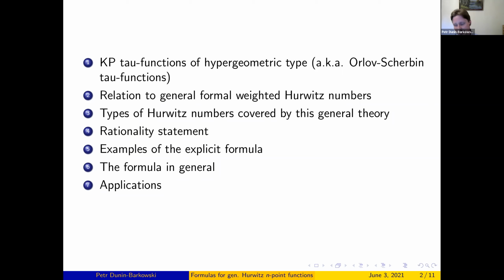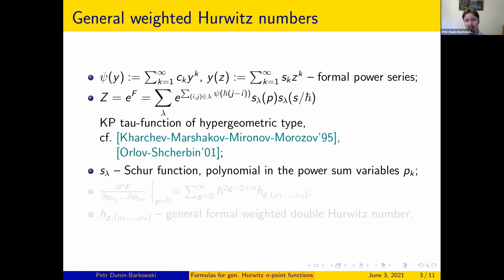And actually, after my talk, there will be a talk by Boris Bychkov, so Boris will discuss how our explicit formula allows us to obtain topological recursion in almost complete generality. Right. So what are these KP tau functions of hypergeometric type?